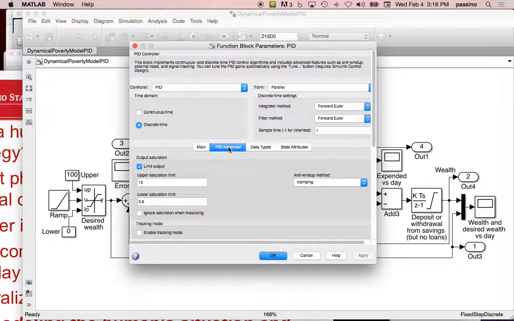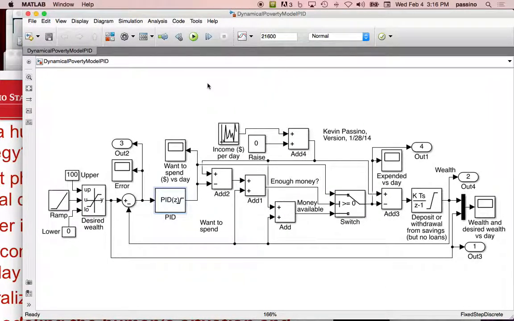Now, what else on the second part, this PID advanced? What I have here is that 0.6 number for the first case that we simulated I showed you. And so what I'm going to do is just rerun it for that case. Okay, so if you go up here and you click go, and you wait a second, and you click it again, because you're impatient.